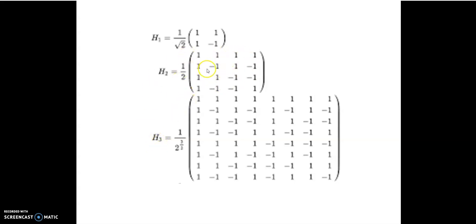This is H2. So H2 Kronecker product H1 means the first element will be H2 into 1. So this will be my first element, H2 into 1. Then the second element is again H2 into 1. The third element will be again H2 into 1. Then what about the fourth element? H2 into minus 1. Okay, that is all about the Kronecker product. The same thing you can do to find out any order.